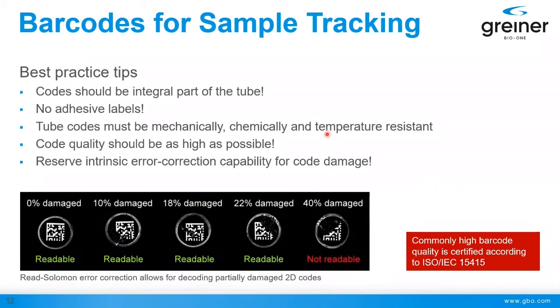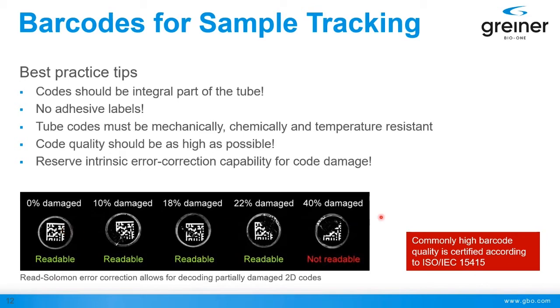Lasered barcodes on tubes are often the best choice here. Code quality should be high, and this is simple because these codes have intrinsic error correction functions. One of them is illustrated down here. It's the Reed-Solomon error correction and data matrix codes.